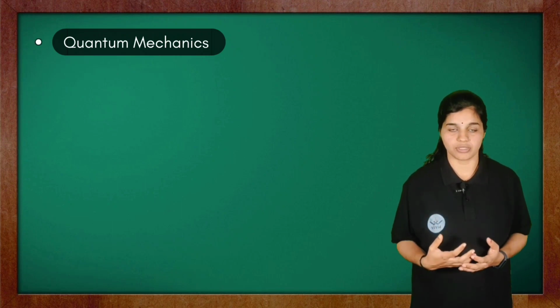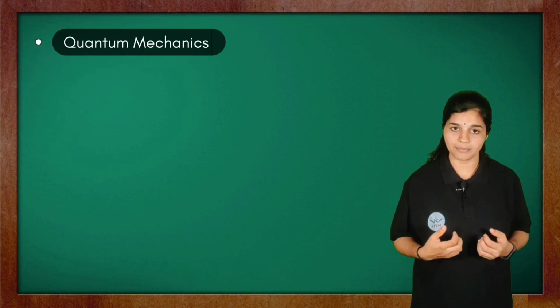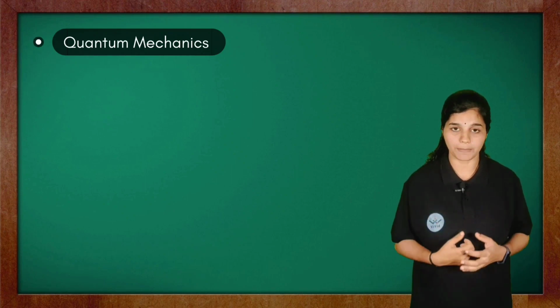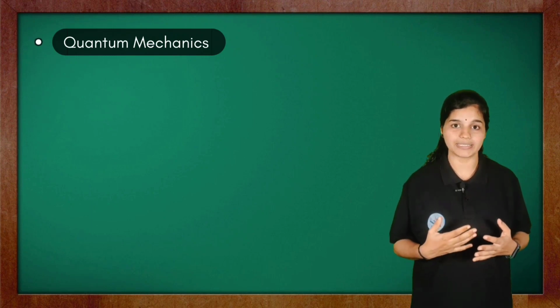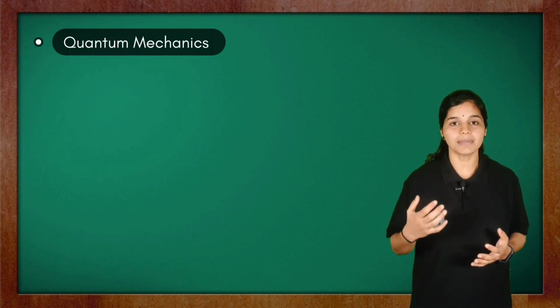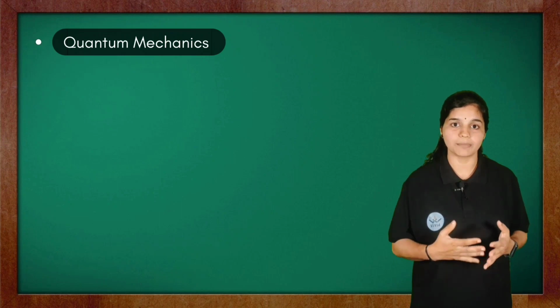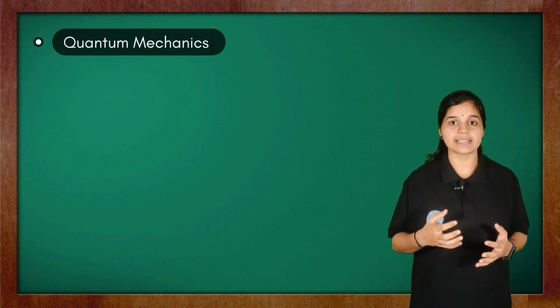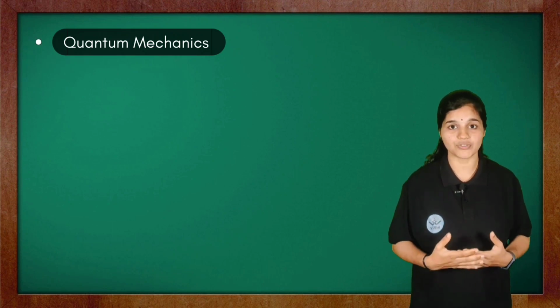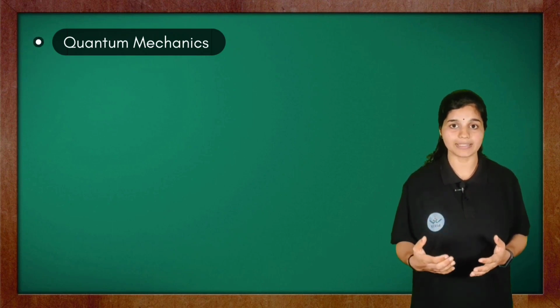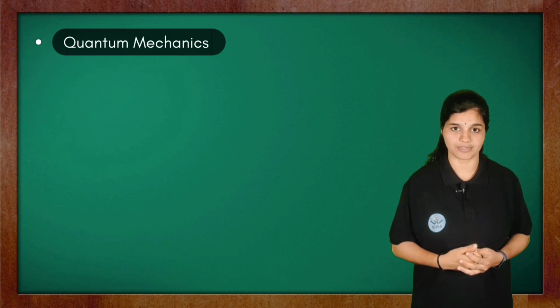Now we get a question. Can we apply quantum mechanics to macroscopic particles? Yes, of course, we can apply quantum mechanics. When it is applied to macroscopic objects, the results obtained are the same as that of the application of classical mechanics for the macroscopic objects.